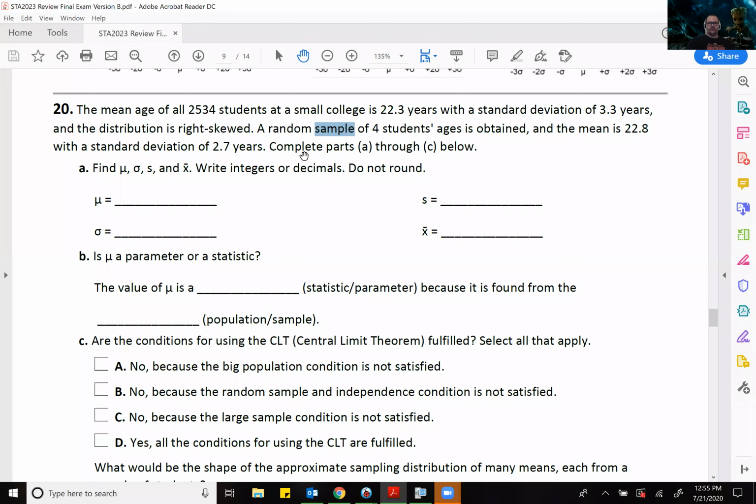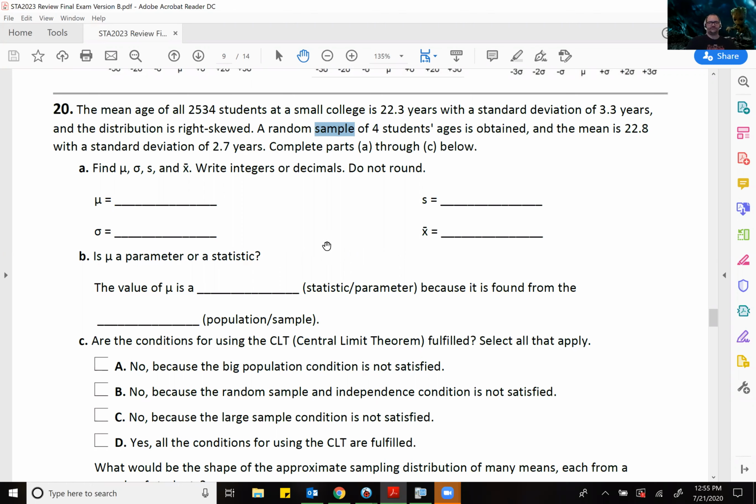So our sample, it's random. That's good. And the observations are independent. So we're looking at student ages. Obviously, one student age does not affect another's. So observations are independent. So CLT, random sample, and independent observations are met. Okay. The next one, large sample.